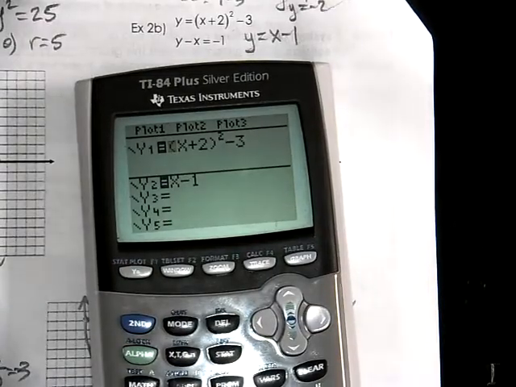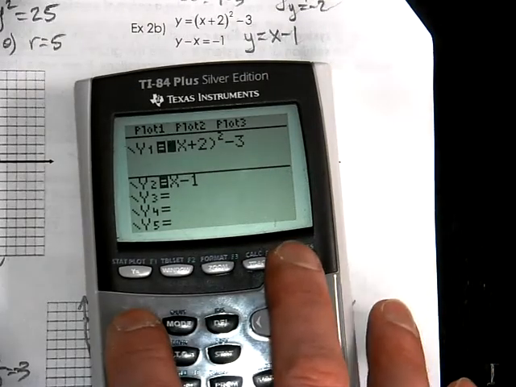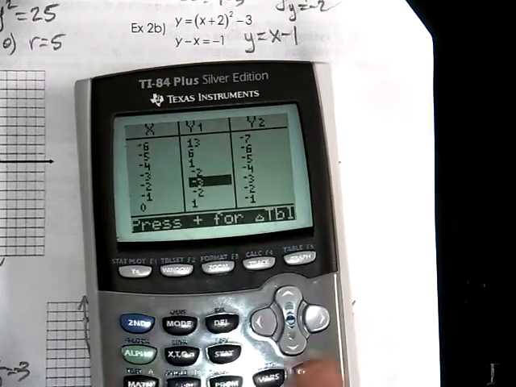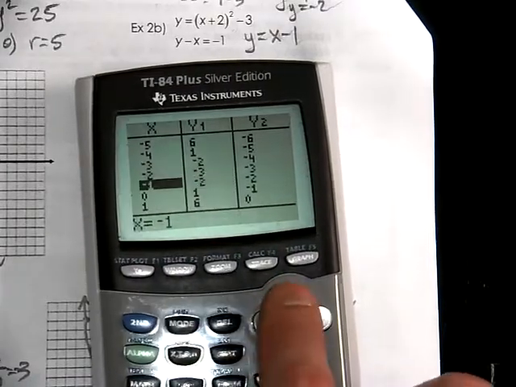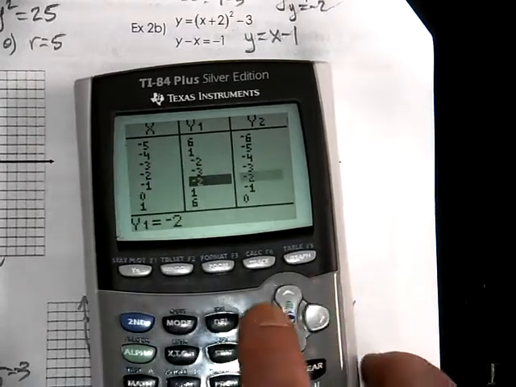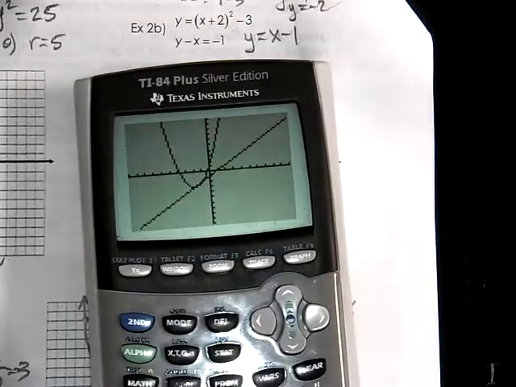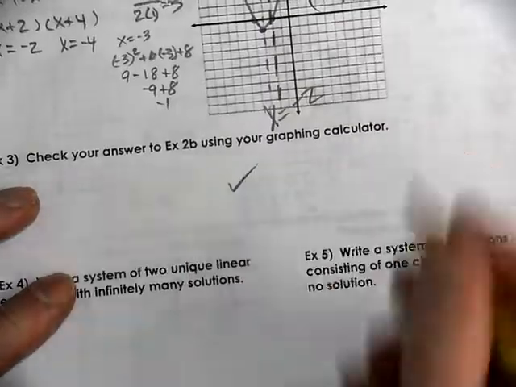So I typed them into my y equals. Those are the two equations we were talking about. And then I went to table to see what specific values matched up. And we got -1 and -2 to give us the same y value in both accounts. So that's the way you can tell if they actually cross. So we did that.